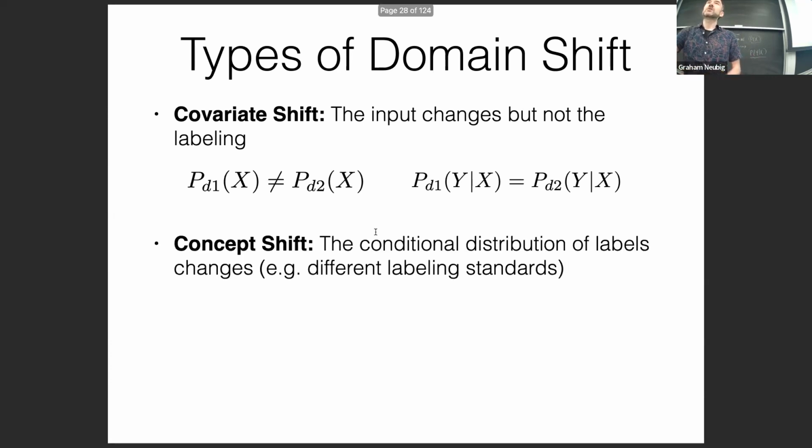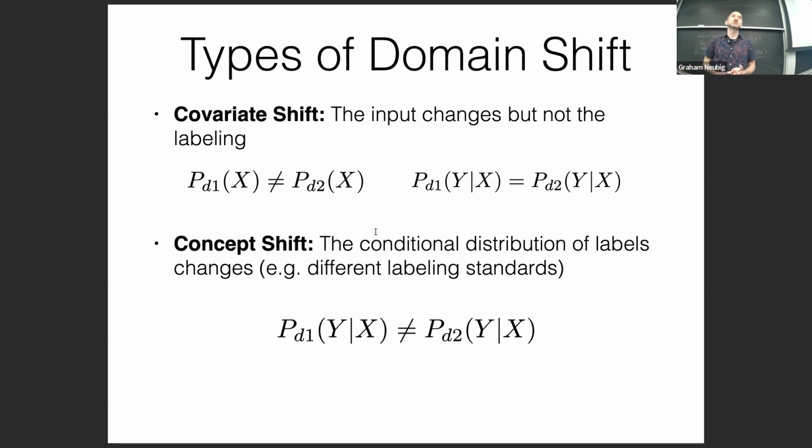The second one is called concept shift. And in this case, the conditional distribution of the labels changes. And this can correspond to different labeling standards. So basically, the conditional distribution here changes. So which one of these two seems like a harder problem to solve?